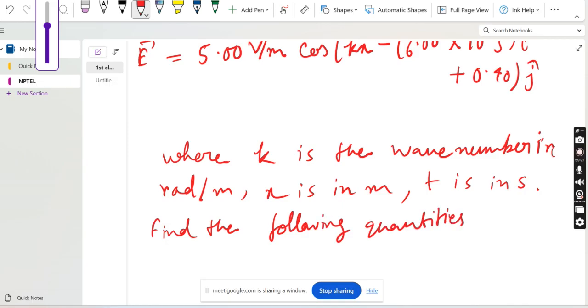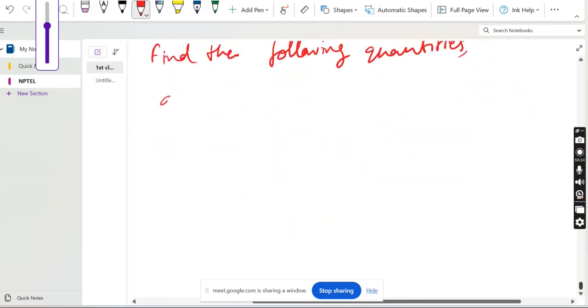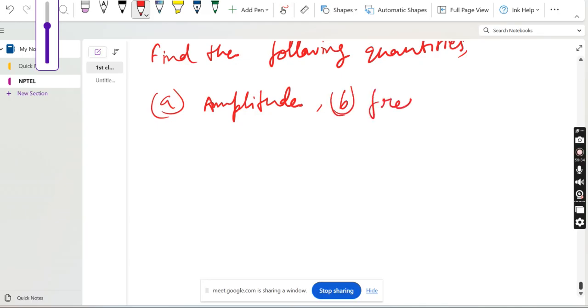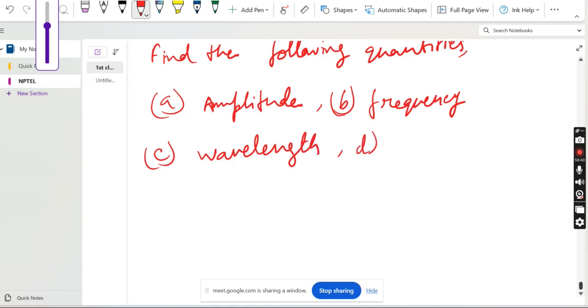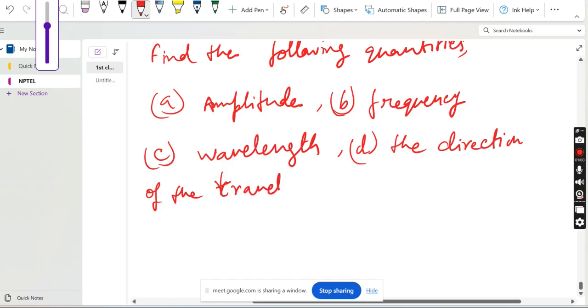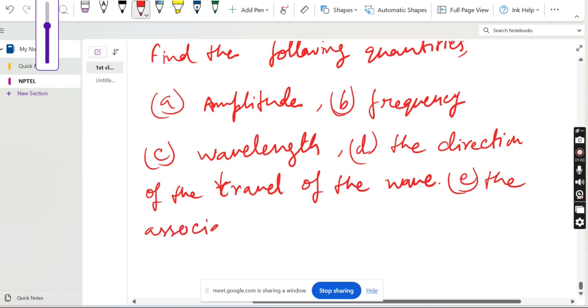Find the quantities: A, amplitude; B, frequency; C, wavelength; D, the direction of travel of the wave; and E, the associated magnetic field.